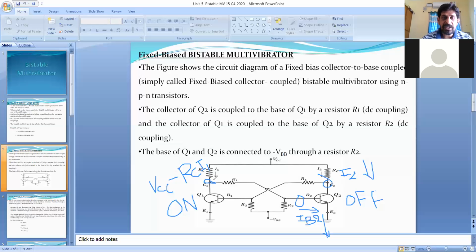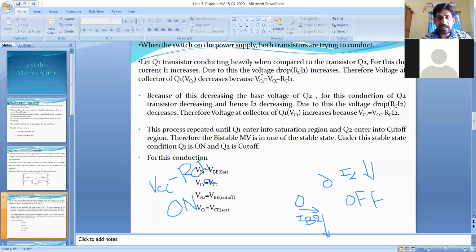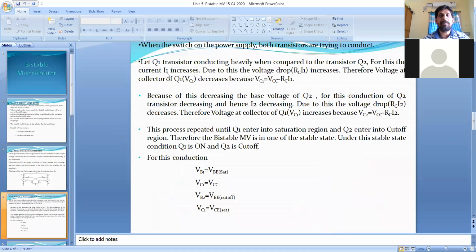This is nothing but one state of that one. Once it is in this condition, what happens? See here. When we switch on the power supply, both transistors try to conduct. This is what I explained, I am going to repeat once again. When the power supply is switched on, both transistors try to conduct. Let Q1 transistor be conducting heavily when compared to transistor Q2.